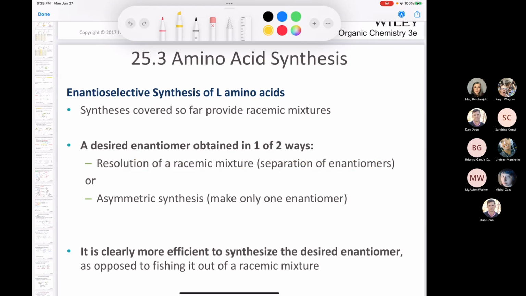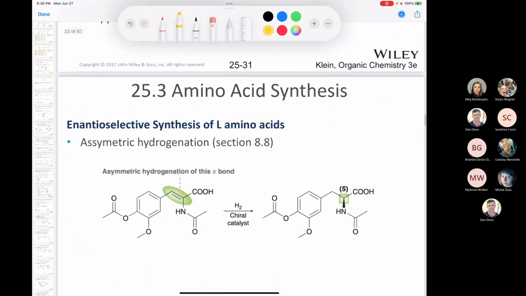A better option is to just start from the get-go and try to just make one enantiomer. Then you don't have to worry about separating anything. And so what you want to do is what's called an asymmetric synthesis. It has an asymmetry, which means it has a preference for either making the R or the S. It is much more efficient to make the desired enantiomer as opposed to getting it out of some kind of mixture. So let me show you here.